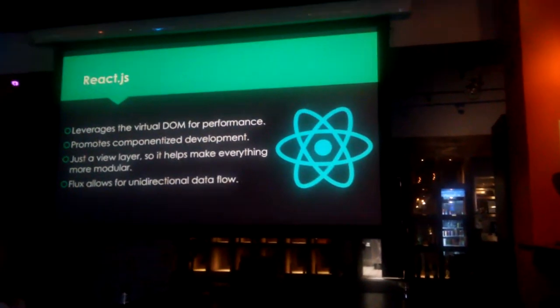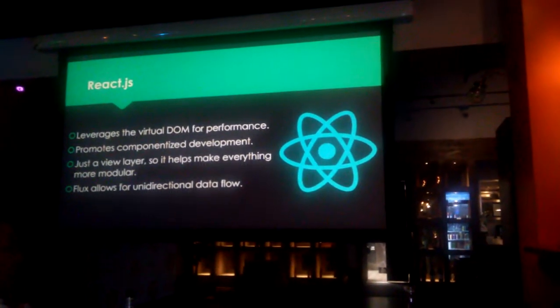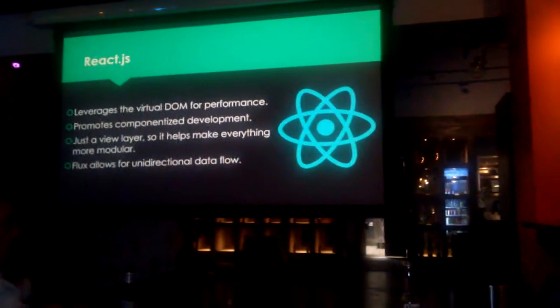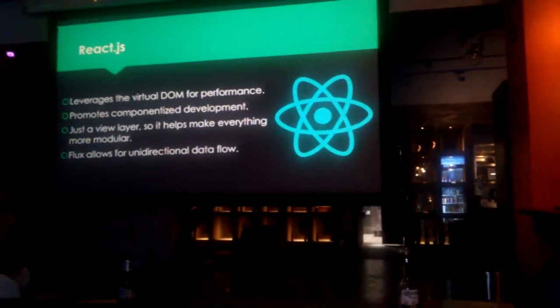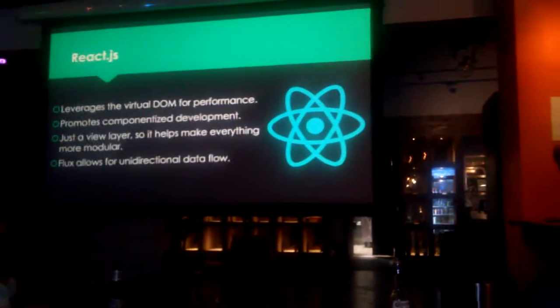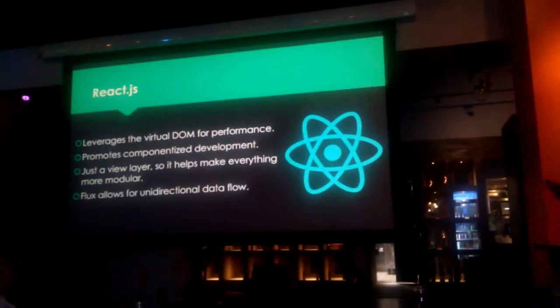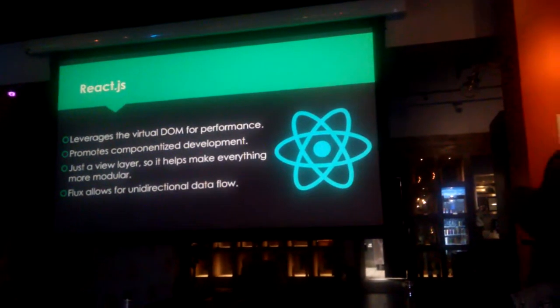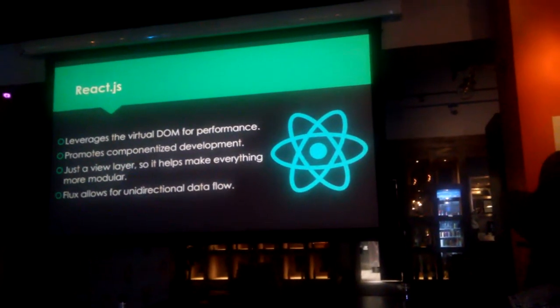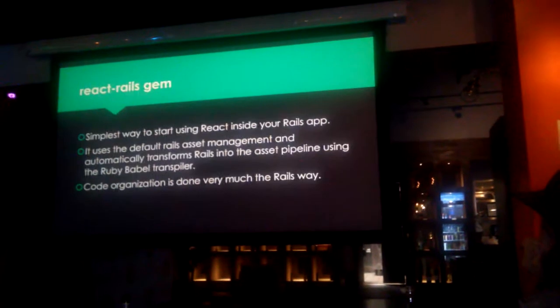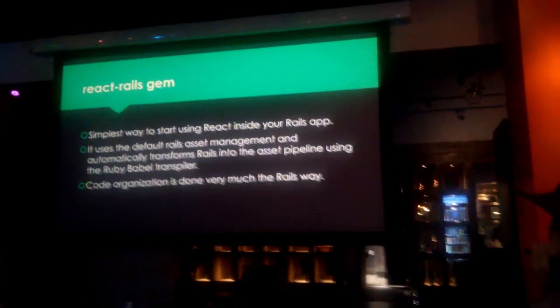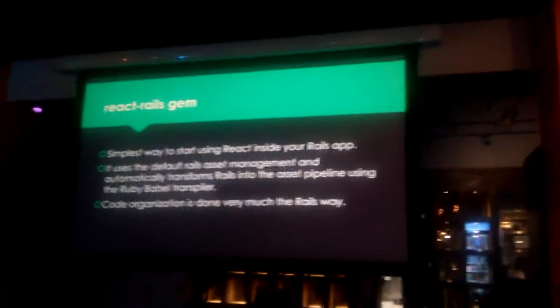Now, when you compare React to other frameworks like Angular, it's not fair because they're full MVC, but that's where Flux comes in. So Flux is more of a pattern than a framework, but it allows for unidirectional data flow. It has three parts: the dispatcher, stores, and views. So there are three different ways that you can use React with Ruby.